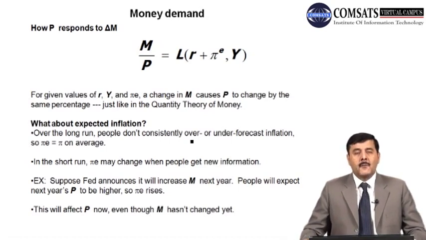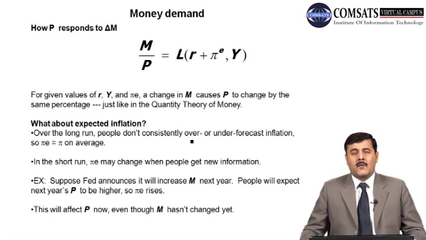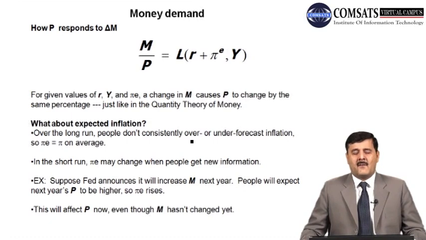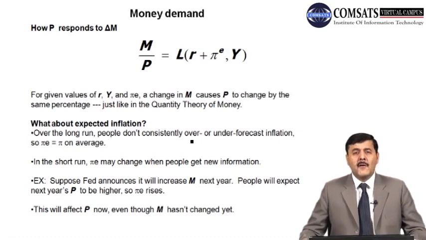So how does P respond to delta M? जैसा कि हमने पीछे कहा कि long run में M, R और Y are exogenous, are almost given. So then P is the only variable that adjusts the demand for money function. Now how does P respond whenever there is a change in delta M, the money supply? As we know, we have the demand for money function, which is written as M over P is equal to L of R plus expected inflation comma income. This is the demand for money function, जो कि हमने derive किया.